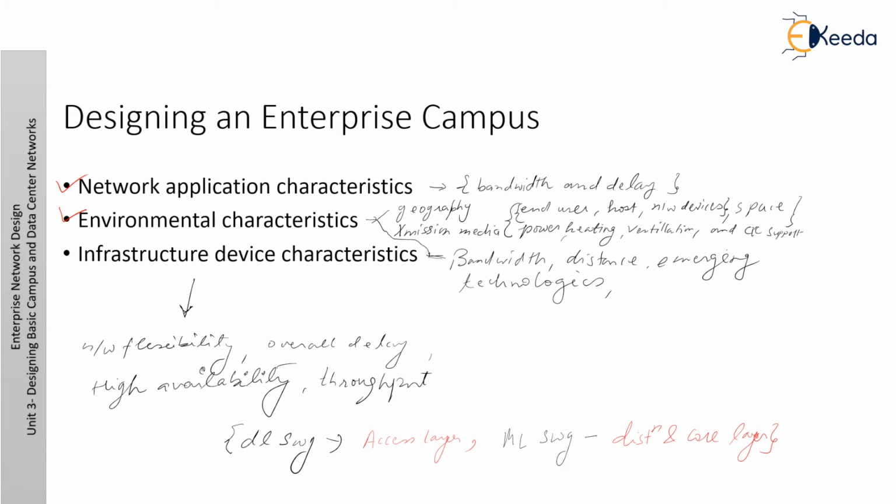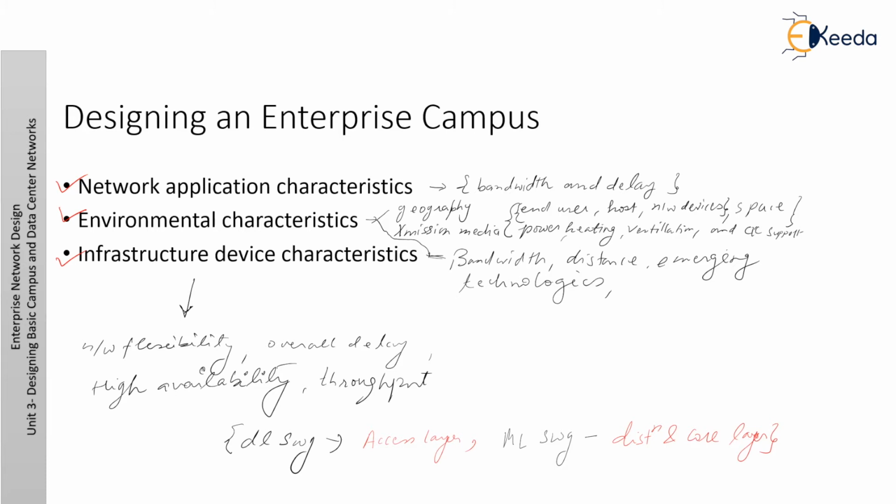Third characteristic is infrastructure device characteristic. The characteristics of the network devices selected influence the design. For example, they determine the network's flexibility and contribute to the overall delay. Trade-offs between data link layer switching based on media access control addresses, and multilayer switching based on network layer addresses, transport layer, and application awareness need to be considered.